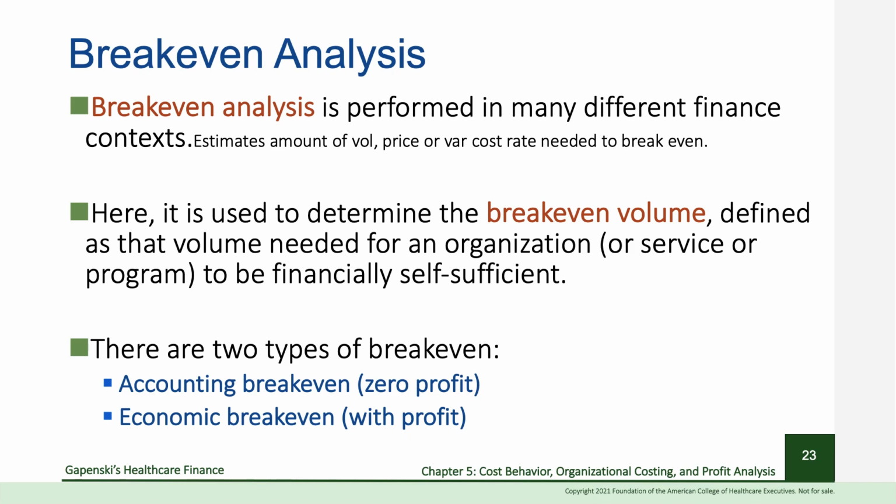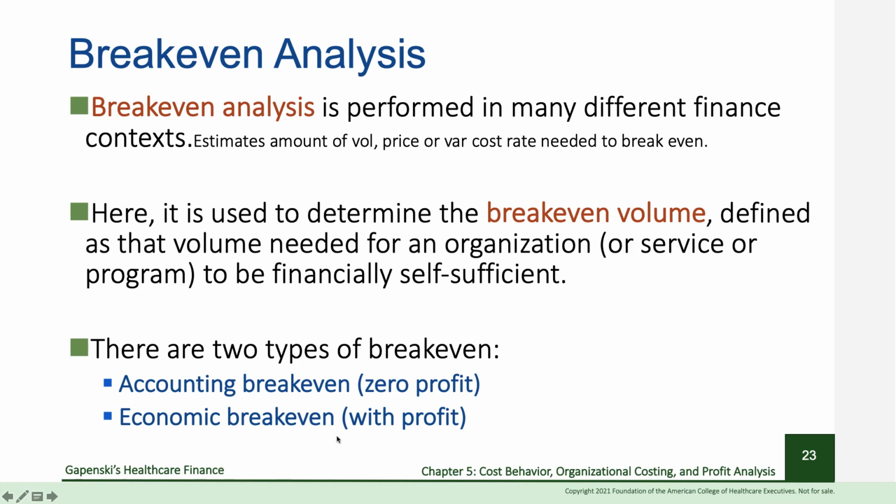There are two types of break-even: accounting break-even and economic break-even. Accounting break-even is the volume needed to produce revenues that are sufficient to cover all accounting costs. You have not made any profit, so there is zero profitability. Economic break-even is when the volume is required to produce revenues that are sufficient to cover all accounting costs and to produce a specified profit level.